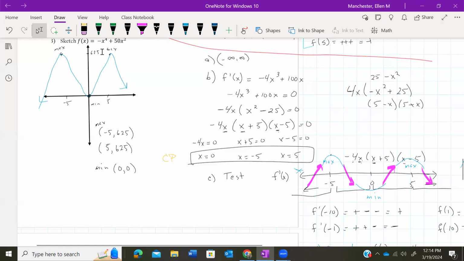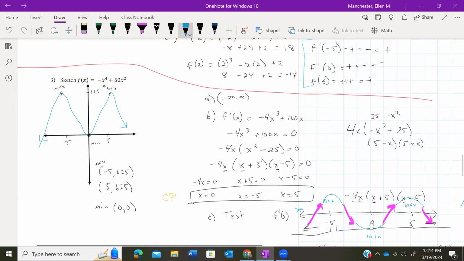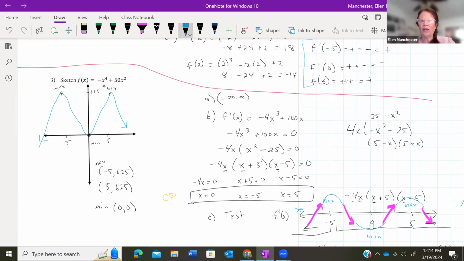So one thing you can notice is, see how it's a negative X to the fourth, the original function. That indicates that the end behavior is going to go down on both sides. If it was a positive X to the fourth, then it would do something like that. It would both be up.